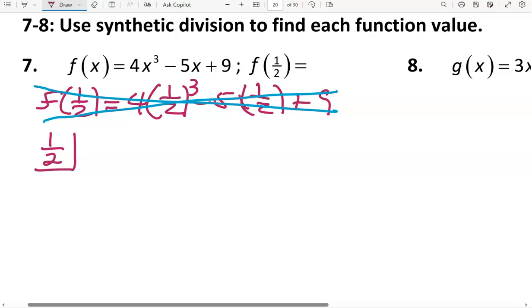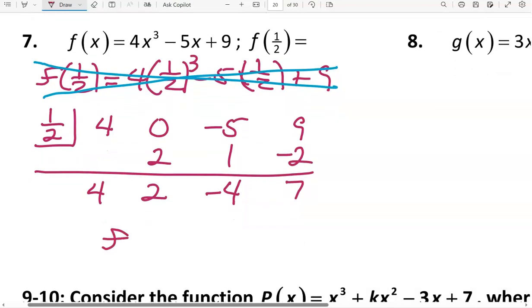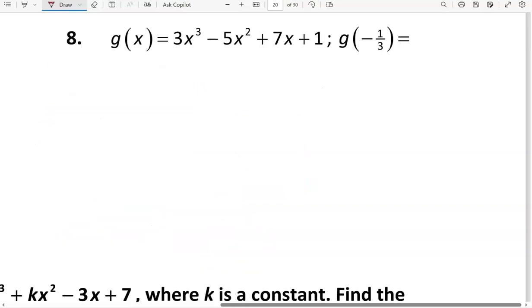So the coefficients of the dividend, or f of x, are 4x cubed, 0x squared, negative 5x, and 9. Now performing the division, bring down the 4. 4 times a half is 2. Add that column. 2 times a half is 1. Add that column. Negative 4 times a half is negative 2. Add that column, that's 7. So that means that f of 1/2 is equal to 7.